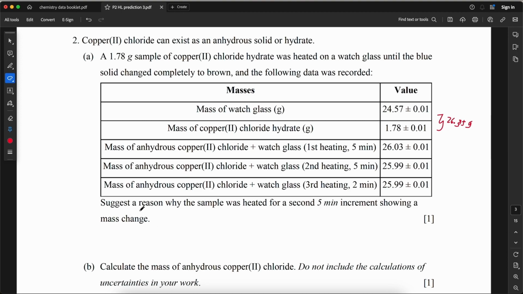So the question is, suggest a reason why the sample was heated for a second 5 minute increment showing a mass change. Because not all of the water was removed in the first 5 minutes. When heated, the water molecules distributed throughout the lattice are released from the lattice as steam. If the time is not long enough, some water still remained.